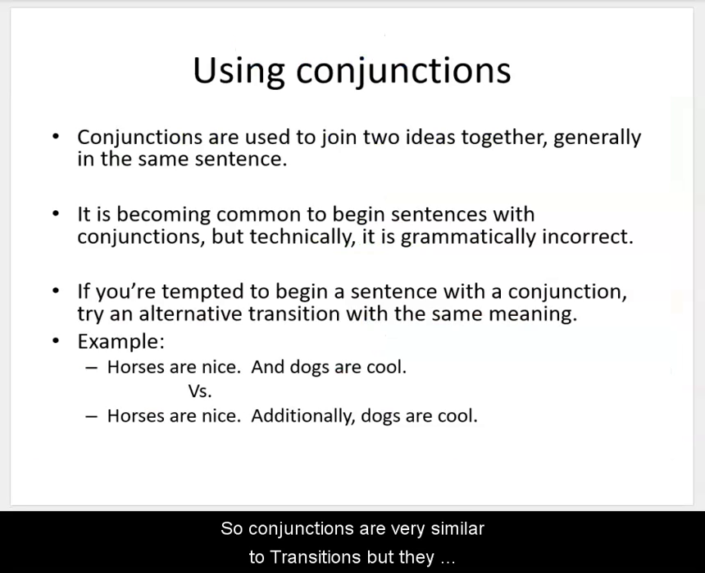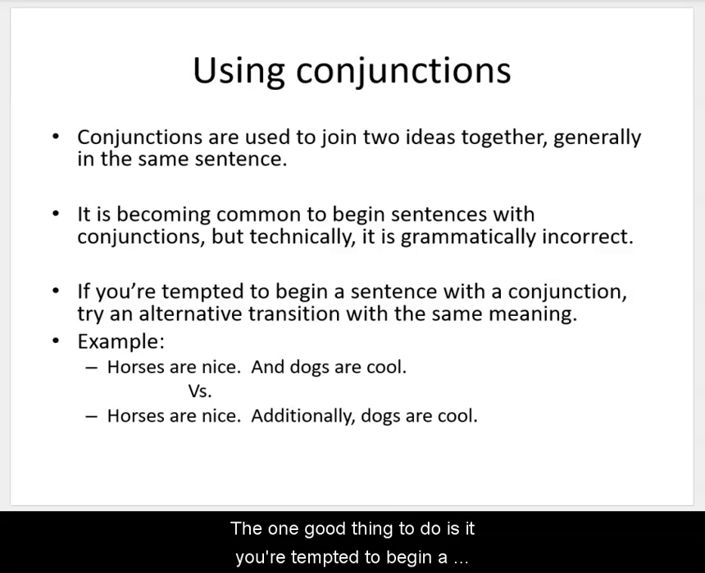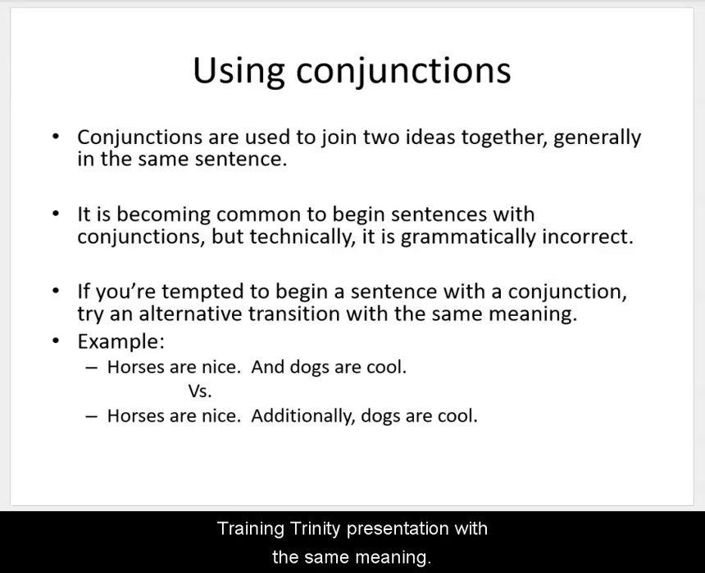So conjunctions are very similar to transitions, but they have a different function. They're used to join 2 ideas together, generally in the same sentence. Although it's becoming common to begin sentences with conjunctions, technically it's still grammatically incorrect, and it can interfere with your academic tone. So one good thing to do is if you're tempted to begin a sentence with a conjunction, try an alternative transition with the same meaning.